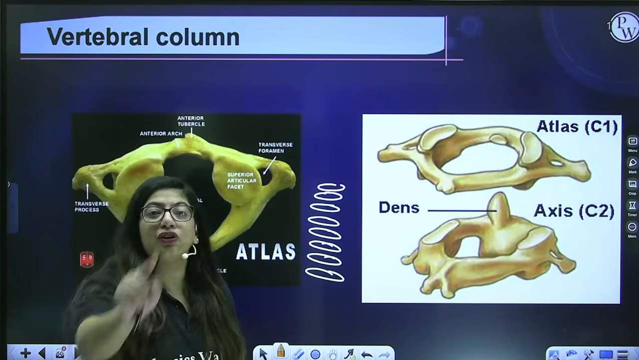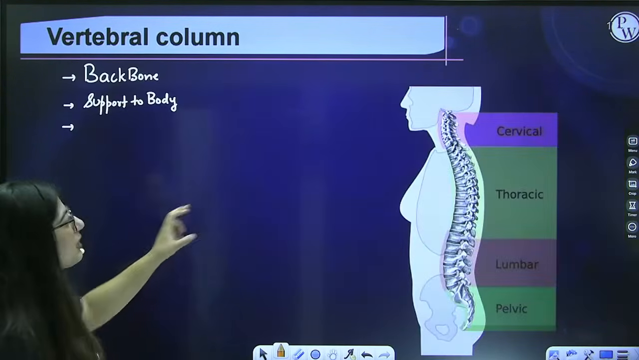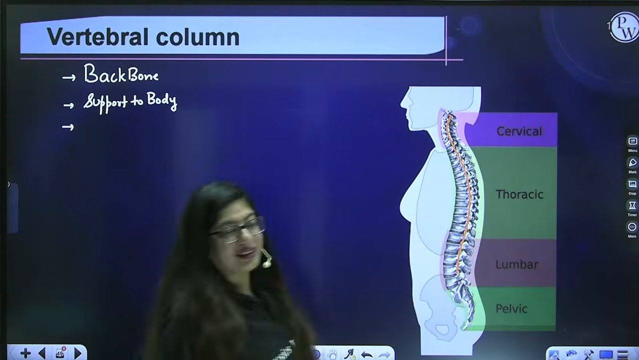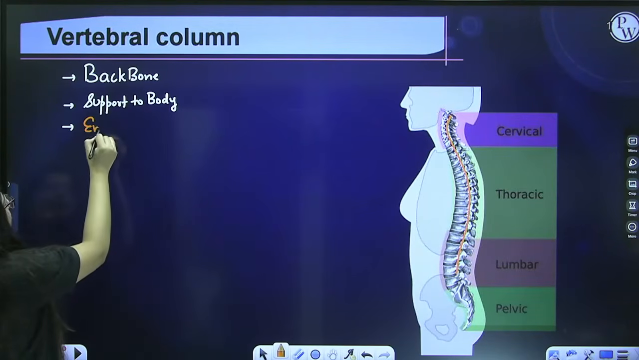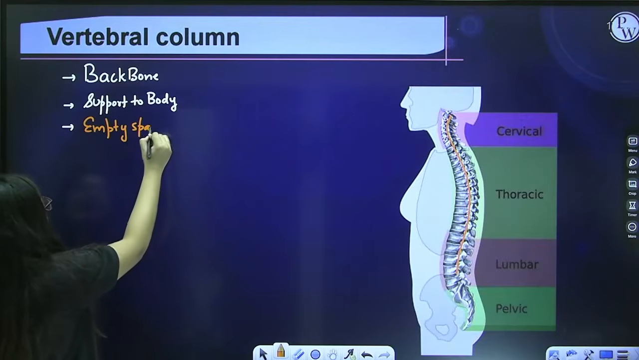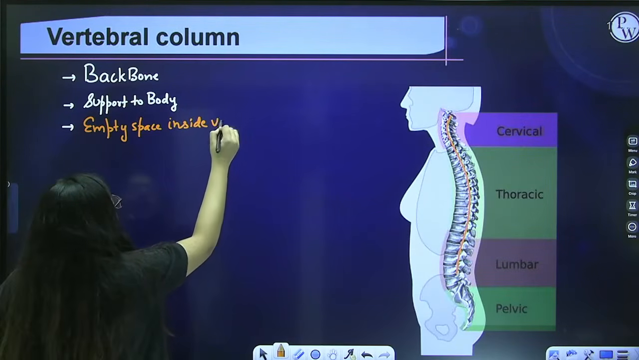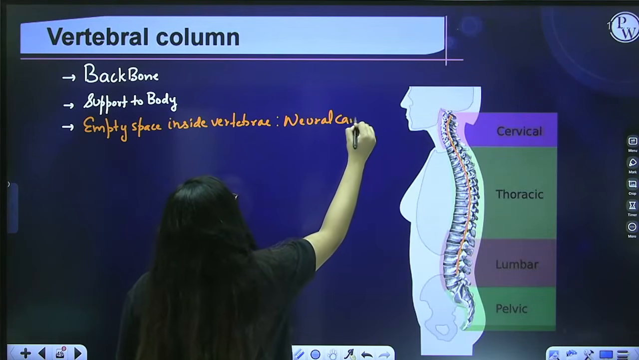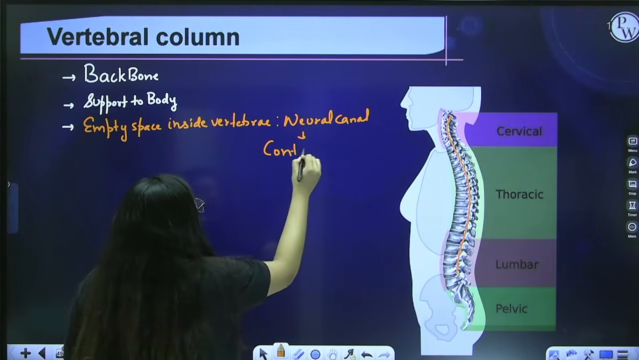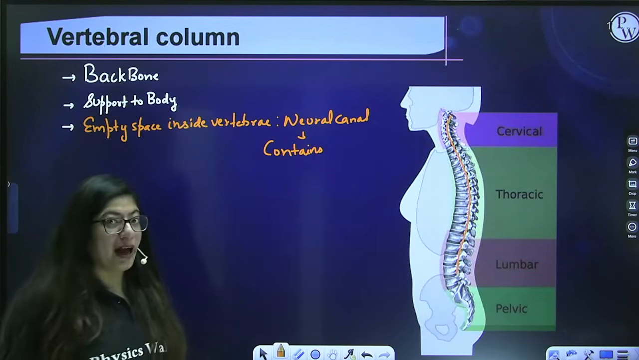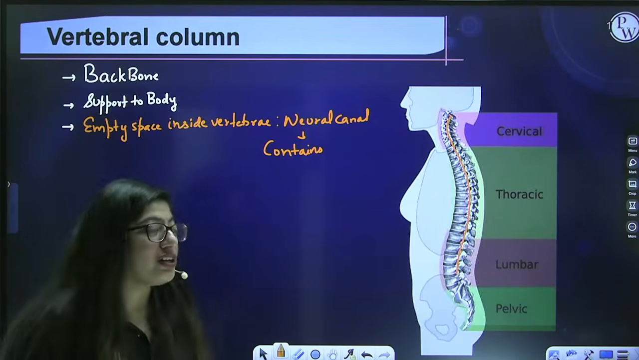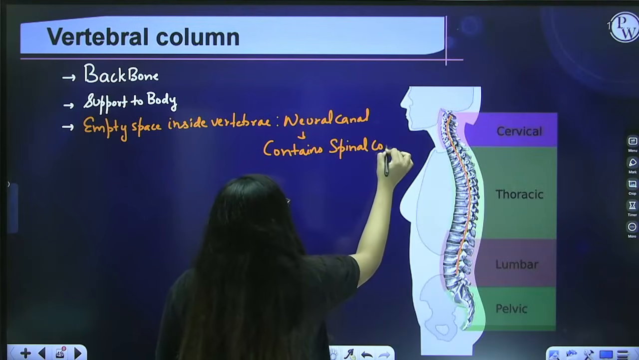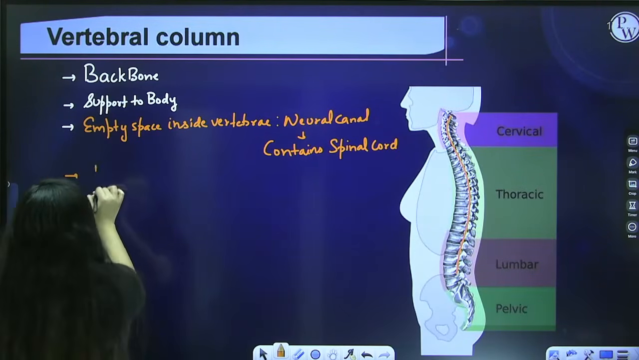You call it the neural canal. So we say there is an empty space inside this vertebral column, and that contains your spinal cord, right? So the empty space inside the vertebra forms what? It forms the neural canal, and this neural canal contains the spinal cord. So I can say that my backbone is protecting my spinal cord. So the next function is that it protects the spinal cord.